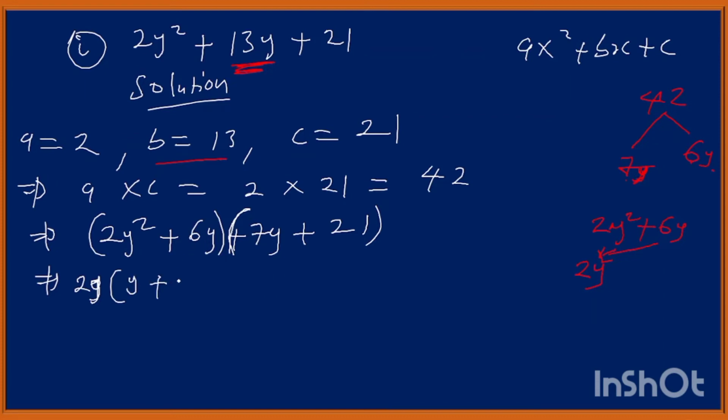The same thing happens here. We'll be left with y, so we have 6y divided by 2y. We're going to have 3. So this will give me 3. So this is 7y plus 21.